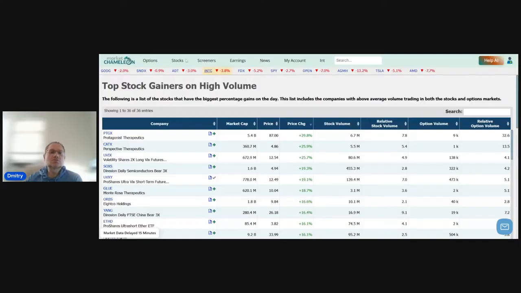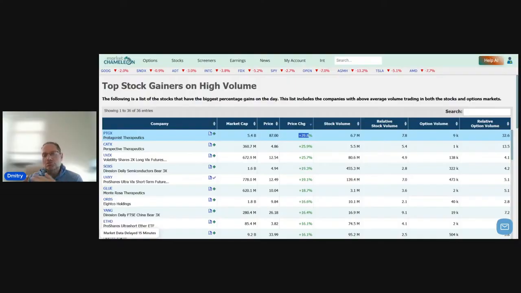So you could see here, like the PTGX symbol was up 29.8% on the day. This is as of Friday's close. We're not open yet, so this is the end of day Friday.